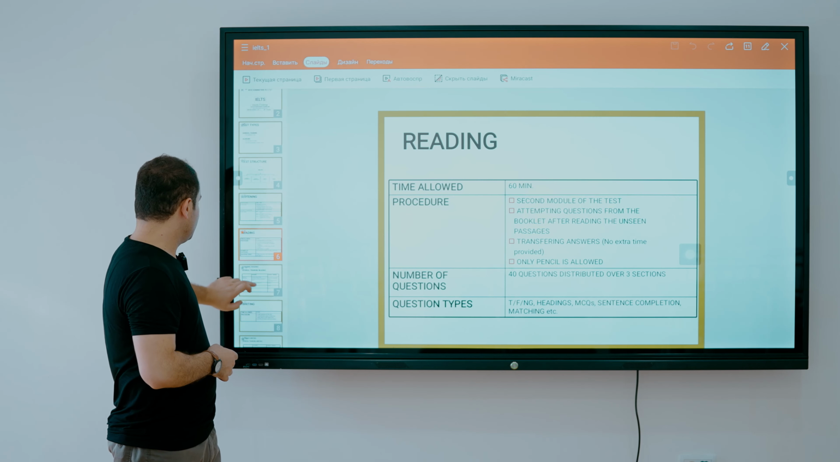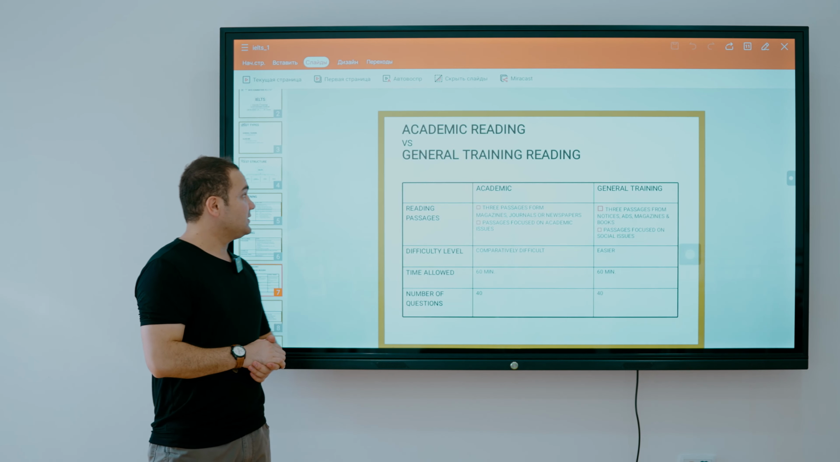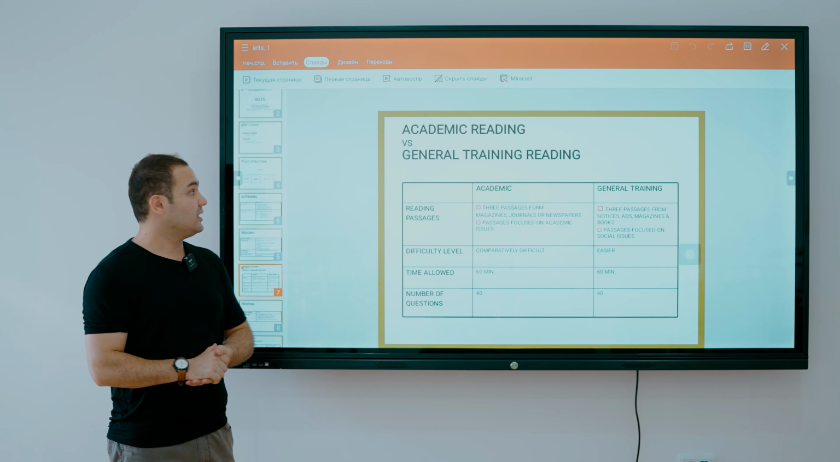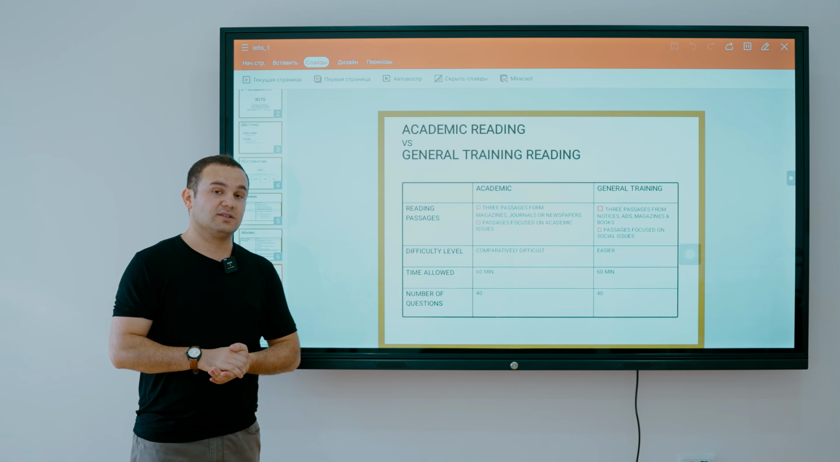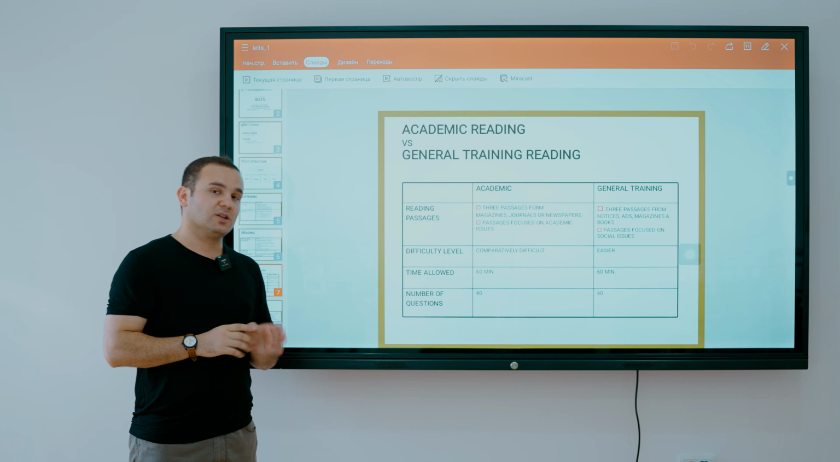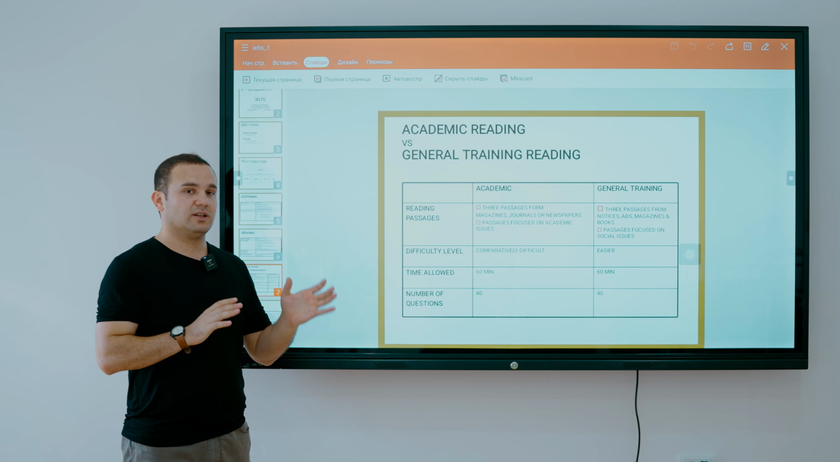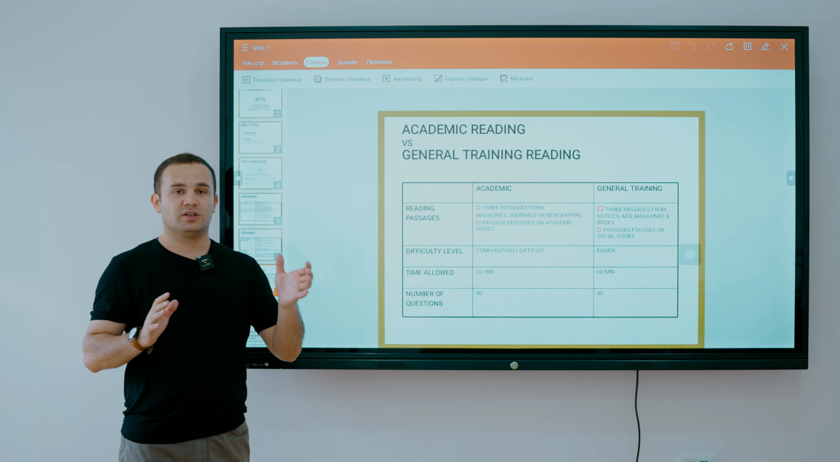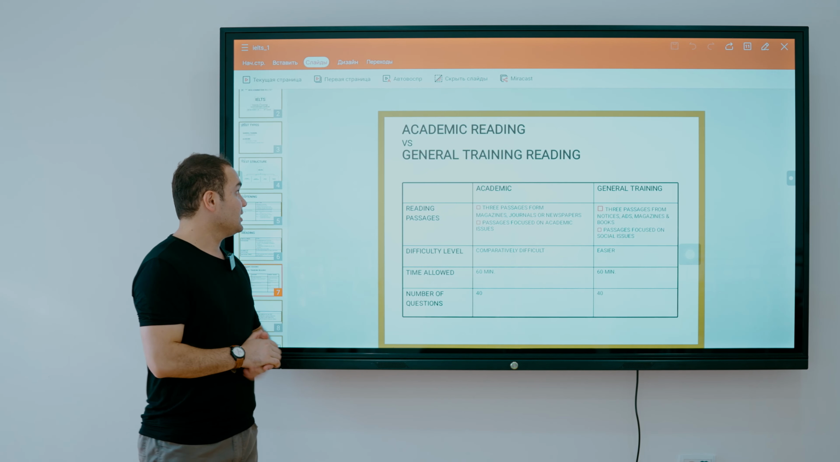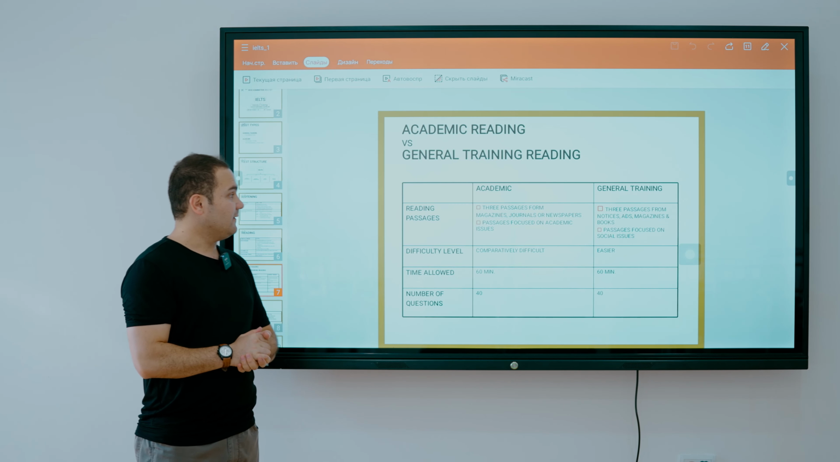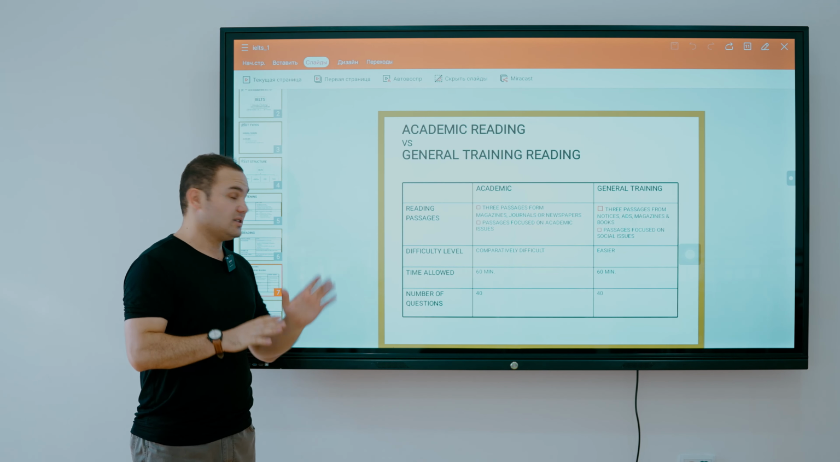Let's move on to the differences between the academic and general training sessions. The speaking will be the same, with the same questions on both general and academic IELTS, but the reading is different.